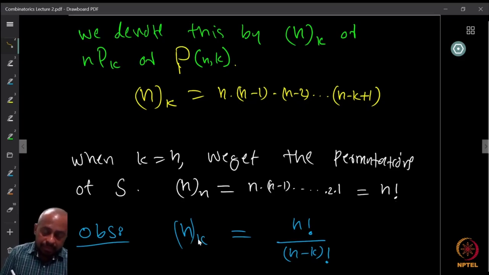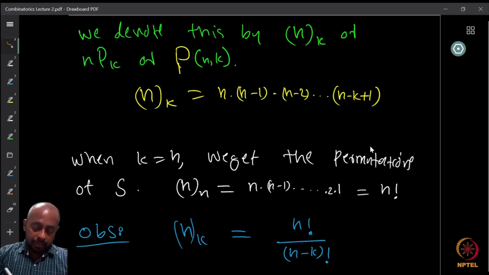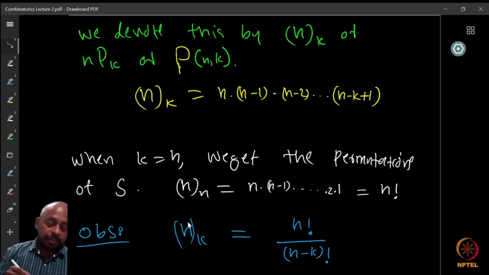Okay. So our observation is that nPk is n factorial by n minus k factorial, because by definition, n minus k factorial is 1, 2, etc. up to n minus k, their product. And n factorial is 1, 2, etc. up to n. But in nPk, we have only n into n minus 1, etc. up to n minus k plus 1. So the 1 to n minus k part is missing, so I can just divide it from the whole product. Therefore, nPk is n factorial by n minus k factorial.